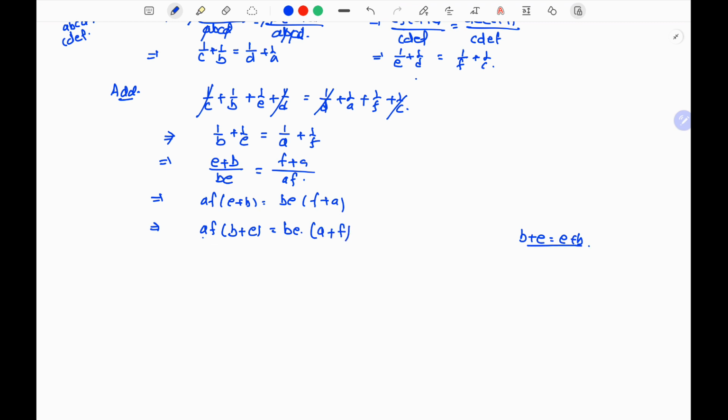Here A is the X element of the first ordered pair and B is the Y element of the first ordered pair, and E is the X element of the second ordered pair and F is the Y element of the second ordered pair. So we can write it as AB is related with EF. Hence the relation is transitive, and because the given relation is reflexive, transitive as well as symmetric, it is an equivalence relation. Hence proved.